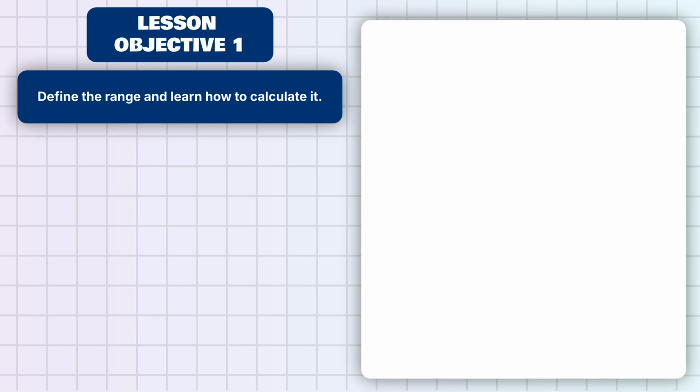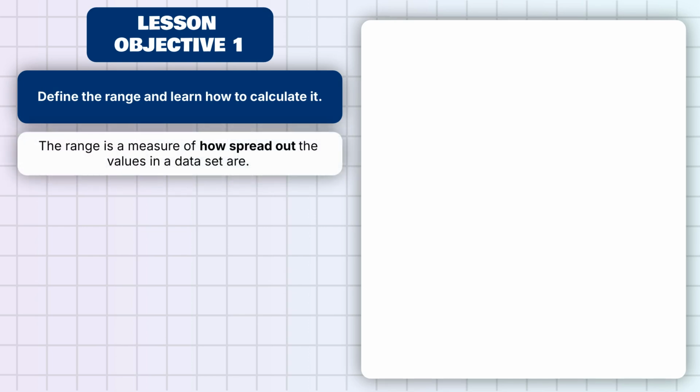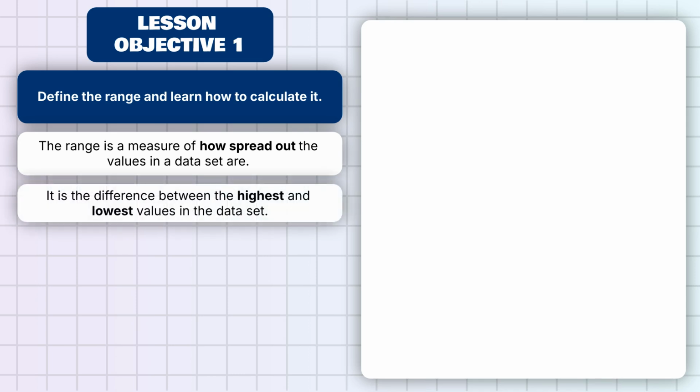First, let's define the range. The range is a measure of how spread out the values in a dataset are. Specifically, it is calculated as the difference between the highest and lowest values in the dataset. Mathematically, it can be expressed as range equals maximum value minus the minimum value.